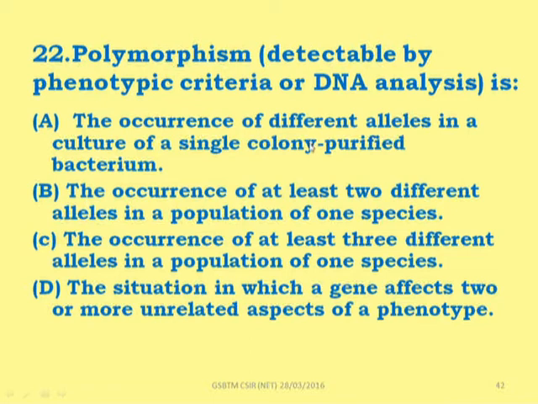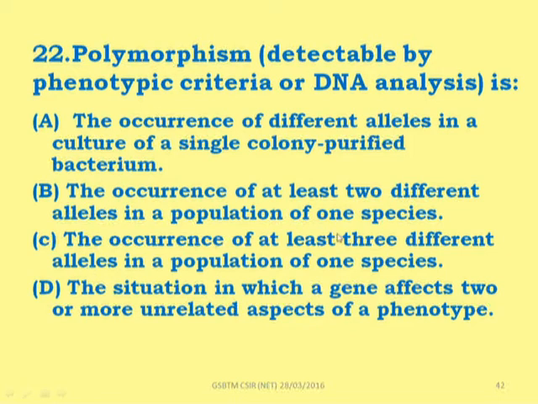Polymorphism means variation detectable by phenotypic criteria or DNA analysis is. Polymorphism can be only possible if multiple alleles are present, more than 2 or 3. The occurrence of different alleles in a culture of, no, it is not related to bacteria, so option A is wrong. The occurrence of at least 2 different alleles, no, 2 alleles will not reveal any polymorphism because alternative forms of genes will be there.